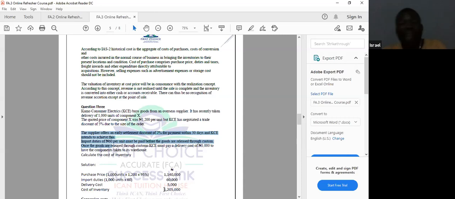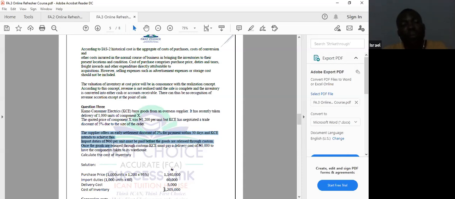Like I said, every cost that you incur for purchasing and transporting the inventory from the point of purchase to your warehouse or where you need it, such costs are added together to get the total cost that will be used to value the inventory. So let's look at the solution.